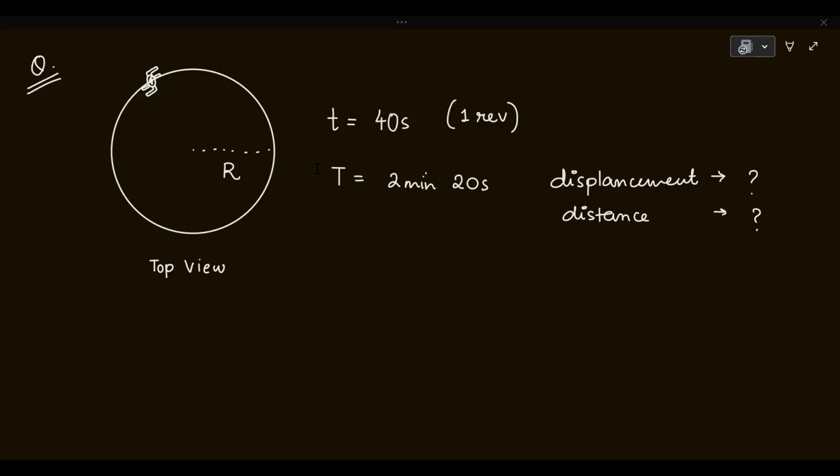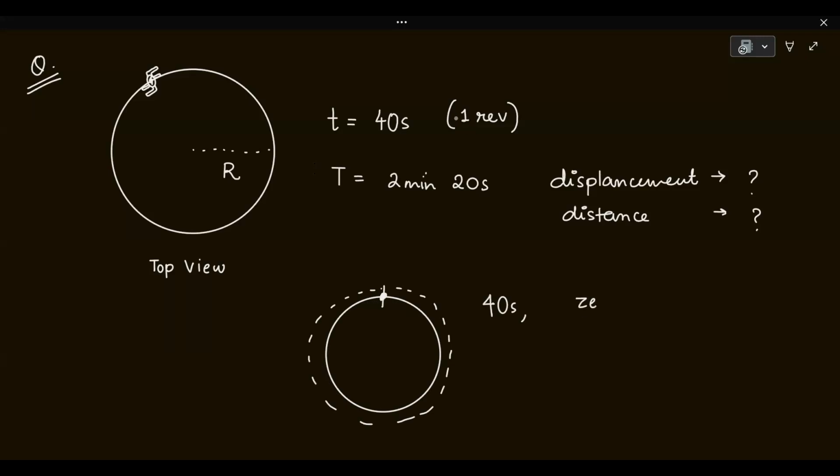Okay. So let me quickly talk about this. If you know this thing takes 40 seconds to come from one location to the same location, tell me one thing. As the man goes around the circle and reaches the same position, how much will be the displacement at the end of 40 seconds? It will be 0. Very nice. It will be 0.